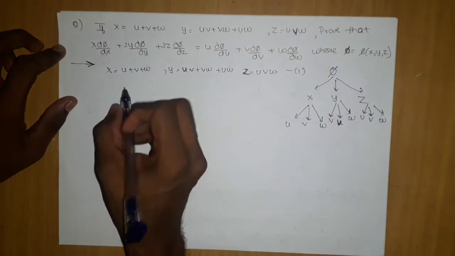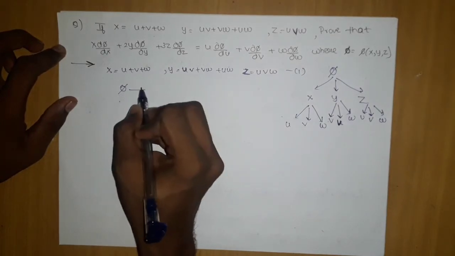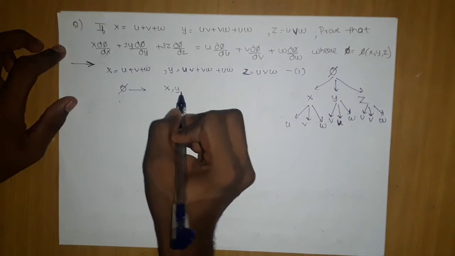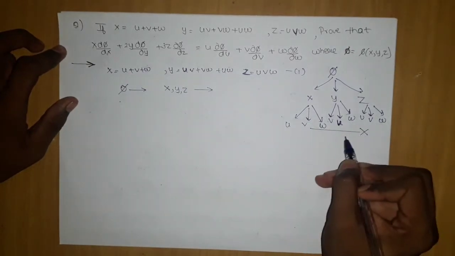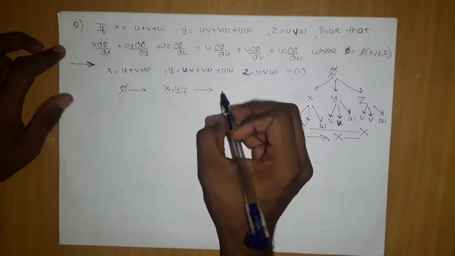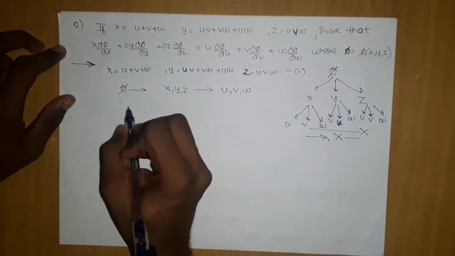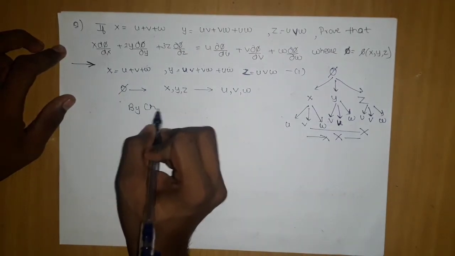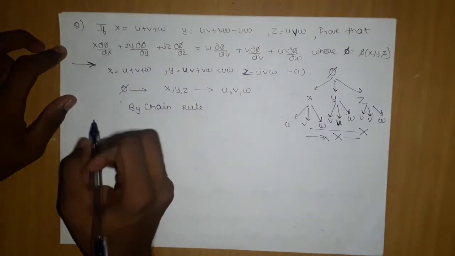How you represent this on the answer sheet is like this: φ is a function of x, y, z. You are not allowed to draw the chart. I'm again repeating, don't draw this, it's for your understanding purpose. x, y, z, and it is further a function of u, v, w. Now you have to say by chain rule. By chain rule, what you can say?